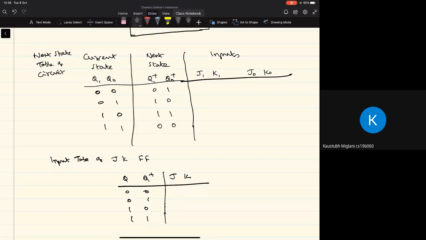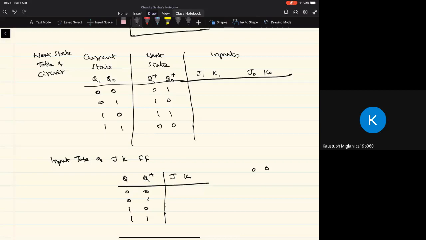For that, you need to go back to the excitation table of the JK flip-flop, if you are sure you understood that. So when can the new state of the flip-flop be 0? There are two different combinations of J and K here which will ensure that the new state will be 0 when the current state is 0. So what are those two combinations? Let's say if I give J is 0 and K is 0, what will be the new state?